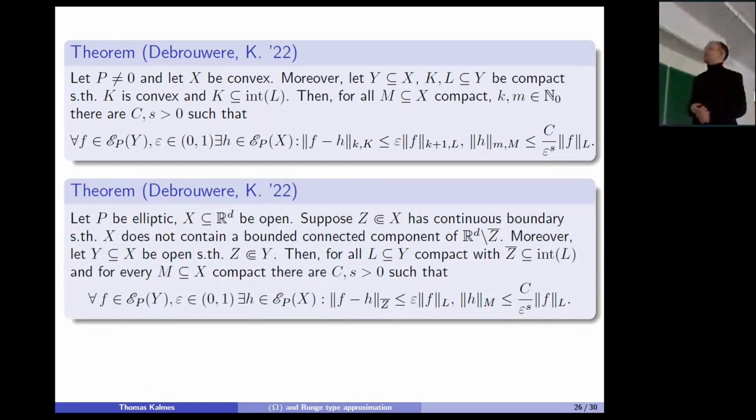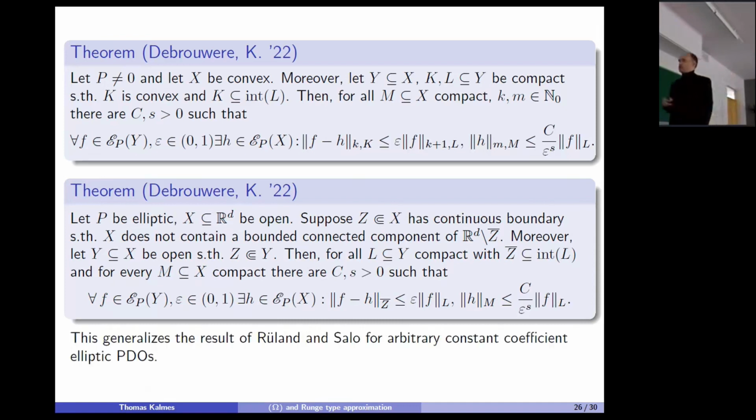Now let's come to elliptic operators. We choose the same notation as in the Hyland-Salo theorem. Assume that Z is an open subset with continuous boundary, relatively compact, whose closure is contained in X, such that X does not contain a bounded connected component of the complement of the closure of Z. Then for an arbitrary open subset Y, which contains this Z, and an arbitrary compact L contained in Y, such that the closure of Z is contained in the interior of L, we have this quantitative Runge approximation theorem. We can control the size of the approximating function h on an arbitrary compact subset K of the large set by this error threshold.